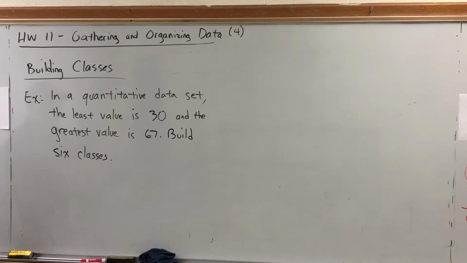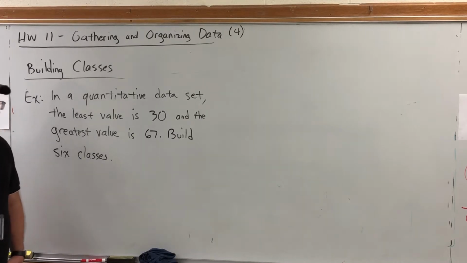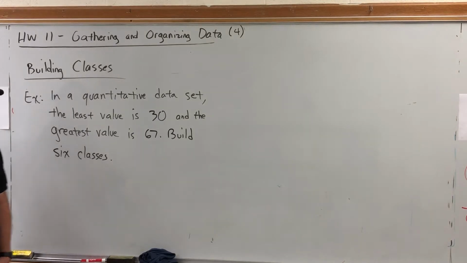And remember, the only information you need to build classes for quantitative data is the least value, the greatest value, and the number of classes. So let's take a look at this example. In a quantitative data set, the least value is 30 and the greatest value is 67. Build 6 classes. To build 6 classes, the first thing we need to do is calculate the class width.